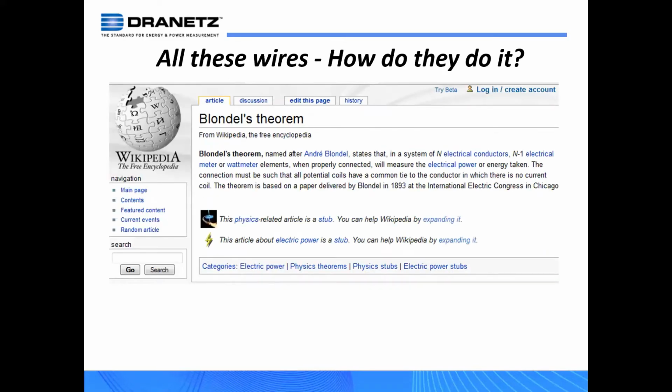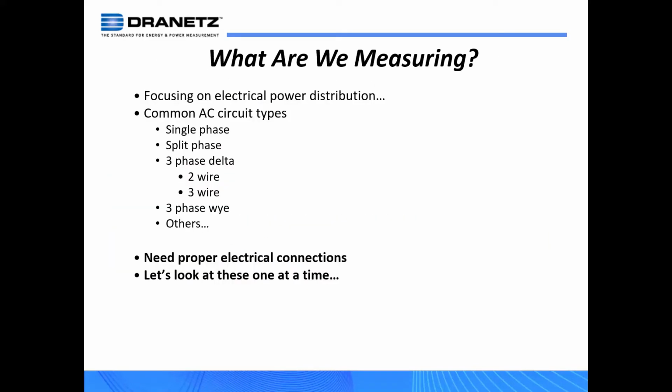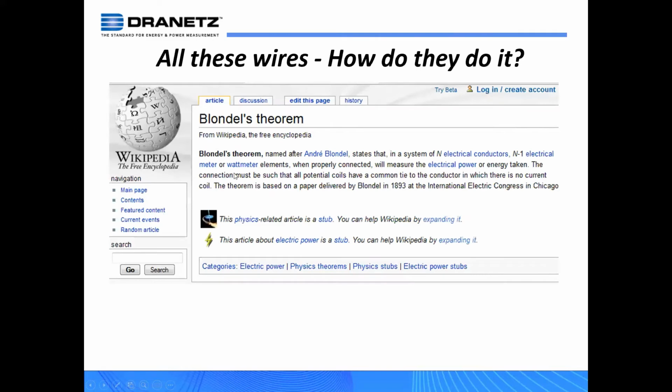First of all, I want to talk a little bit about Blondel's theorem, how it relates to three-phase delta two-wire. So Blondel's theorem really relates to what's called the 2-watt meter method. The 2-watt meter method is a way that you can determine totals for a three-phase, three-wire circuit just using 2 watt meters. The watt meters being your CTs. Your CTs combined with your voltage connection make a watt meter.